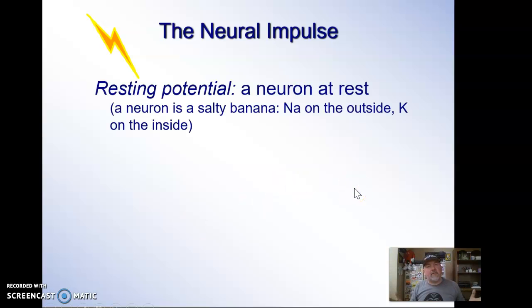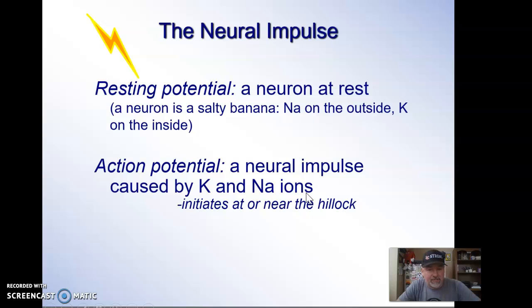When a neuron is sitting there minding its own business, it is, as I've heard from a biology teacher, a salty banana. There's sodium ions on the outside, potassium ions on the inside. So it's sitting there minding its own business. It doesn't have a charge. Now, when a neurotransmitter says release the hounds, we've got to have a charge. We have what's called an action potential.